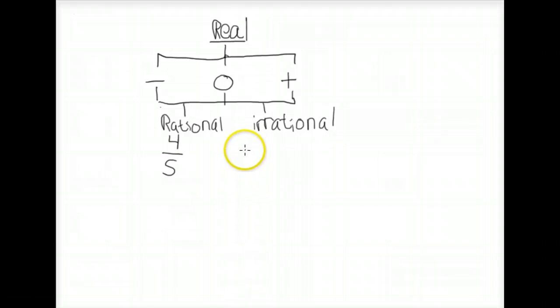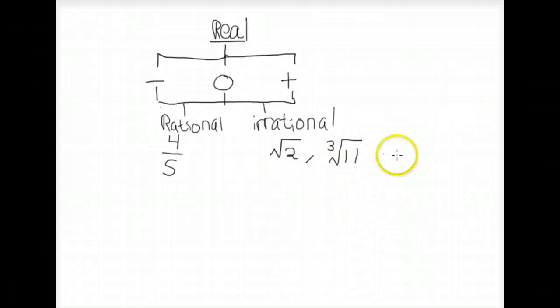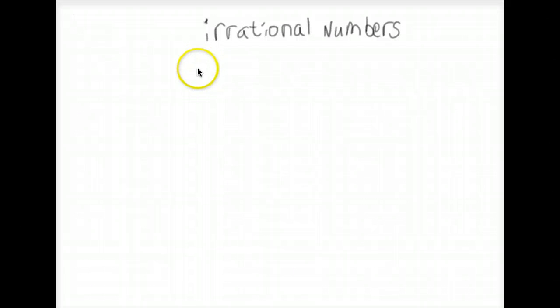Now, irrational numbers are numbers that we can't express as a fraction. That would be, for example, the square root of 2. That cannot be expressed as a fraction. The cube root of 11, and non-repeating decimals, such as the number pi, 3.14159, that goes on forever. So that we call an irrational number. Now we're going to delve a little bit further into irrational numbers.